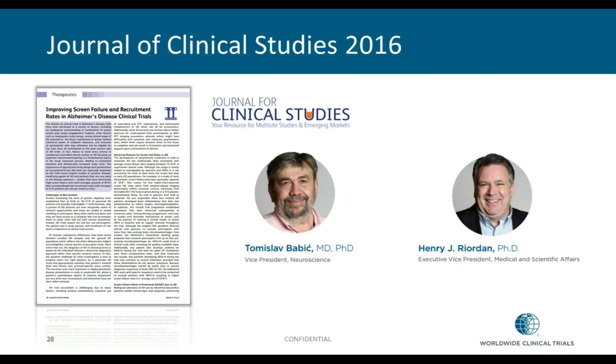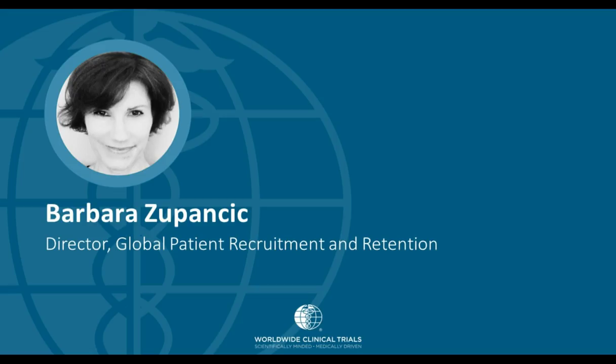Here, I would probably stop my talk with the conclusion that all I have elaborated here you can find in a recently published article by my colleague Hank Reardon and myself in the Journal of Clinical Studies, where we made a lot of effort to reduce our screen failure rate. In a study that we are managing in prodromal Alzheimer's disease patients, our screen failure rate is about 50%, which is definitely much lower than in previous clinical trials. I would stop here and hand over to Barbara, our Global Director of Recruitment and Retention, to talk about our recruitment and retention strategy.